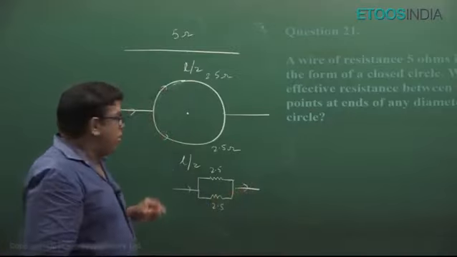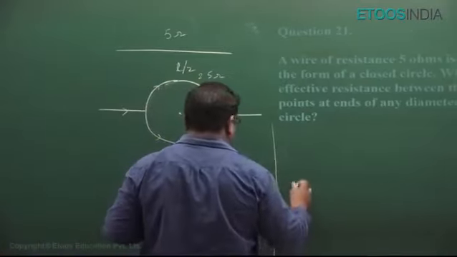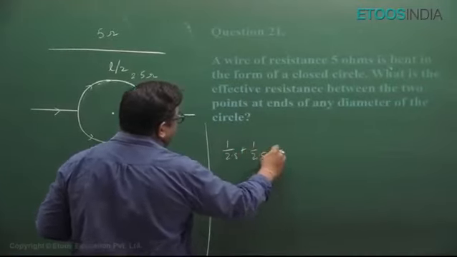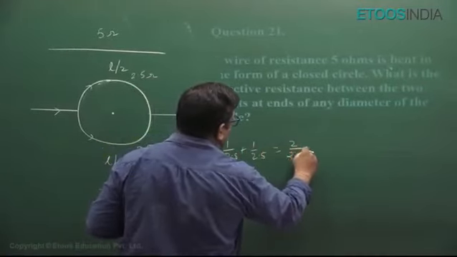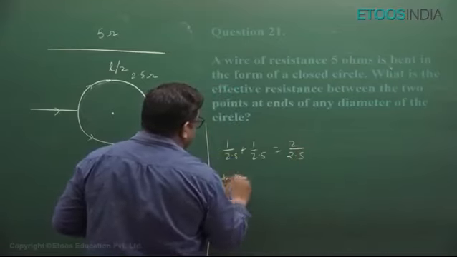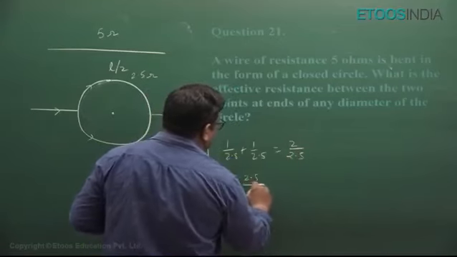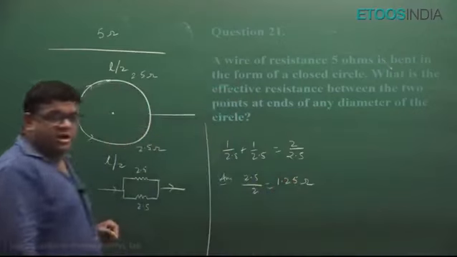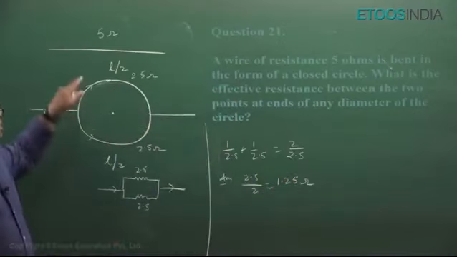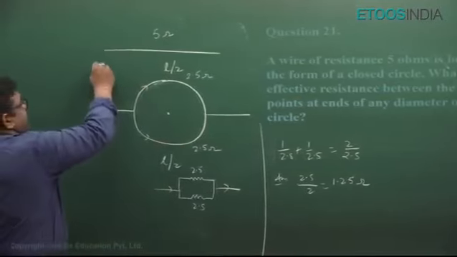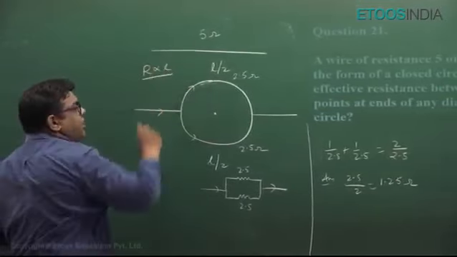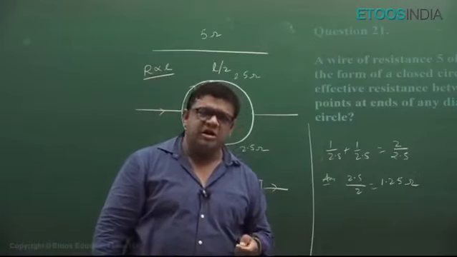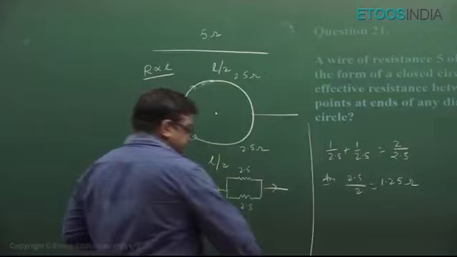Got it? Now, we know that these 2 are in parallel. So, 1 upon 2.5 plus 1 upon 2.5 will be 2 upon 2.5, and the answer will be 2.5 divided by 2, that is 1.25 ohms. Got it? The thing to be noted was that resistance is directly proportional to length, so if length is half, the resistance will also be halved along with it. Got it? Now, let's move on to the next question.